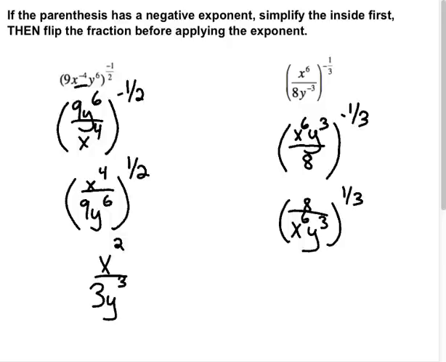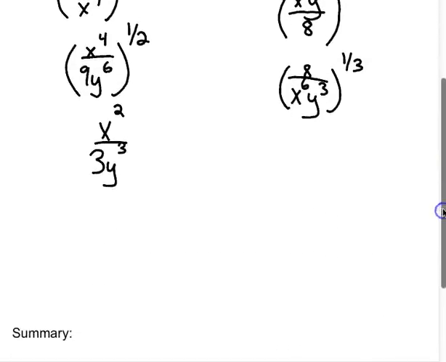And now I can just simply take that power. 8 to the 1/3, so the cube root of 8 is just 2. X to the 6 to the 1/3, so 6 times 1/3 leaves me with a 2. Y cubed to the 1/3, 3 times a third just leaves me with 1. And then that's going to be the end.